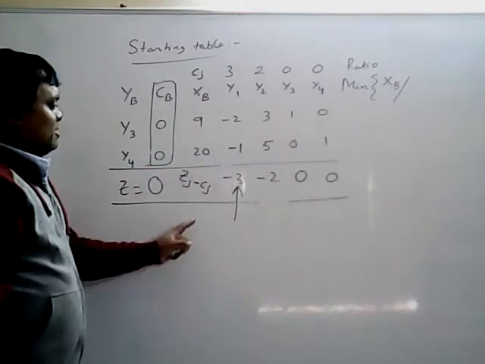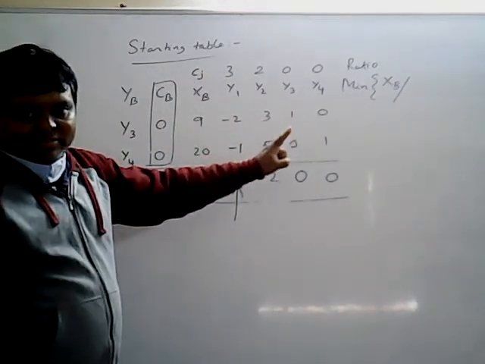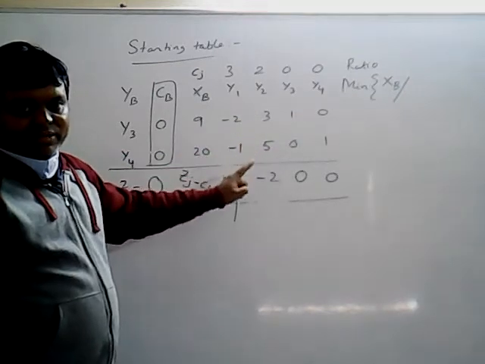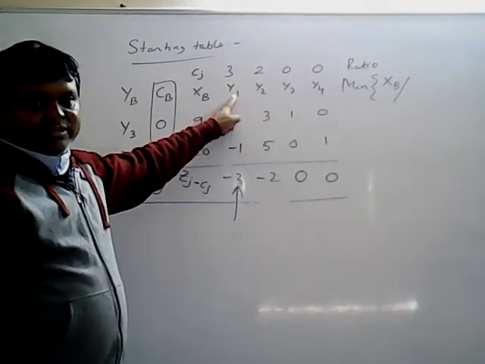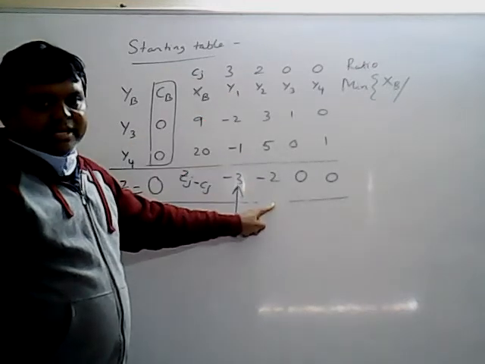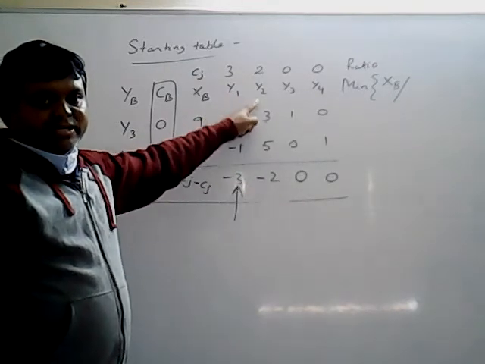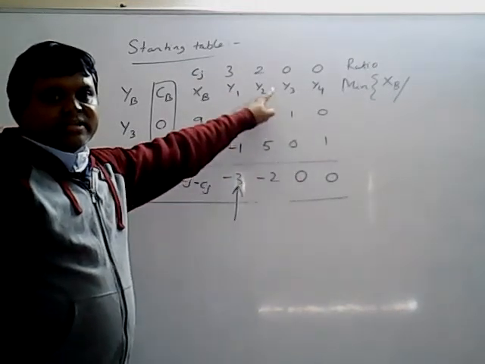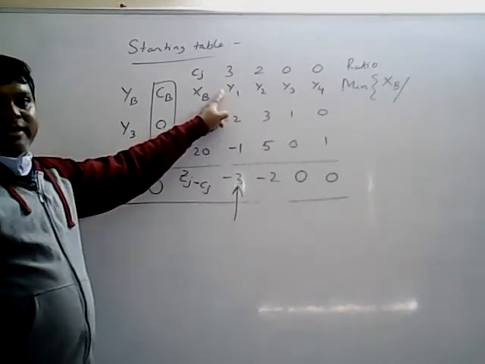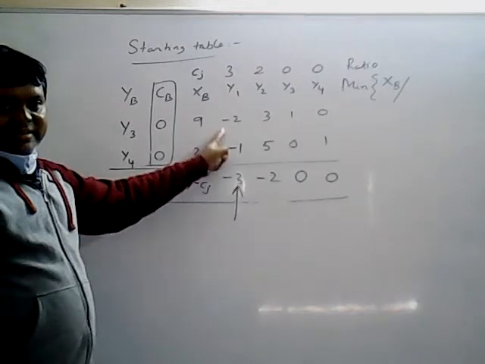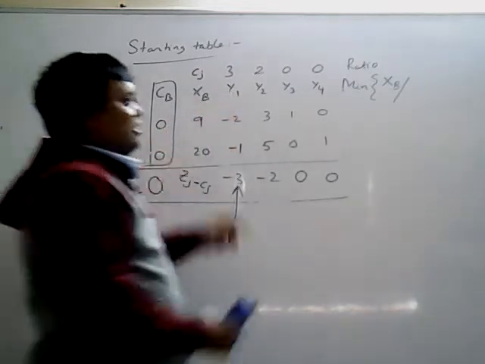In this case, what is your entering column? Only the denominator will change: Xb by whatever your entering column is. You got Y1, so in the denominator you write Y1. If the entering column is this one, you write Y2. If it is this one, in the denominator you write Y3. In this problem, the entering column is Y1.